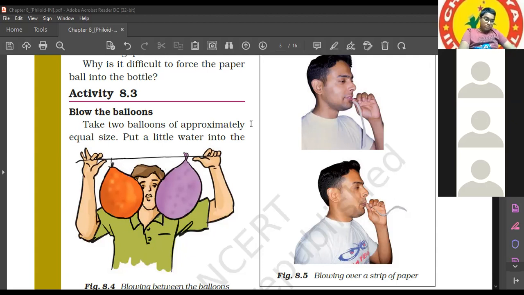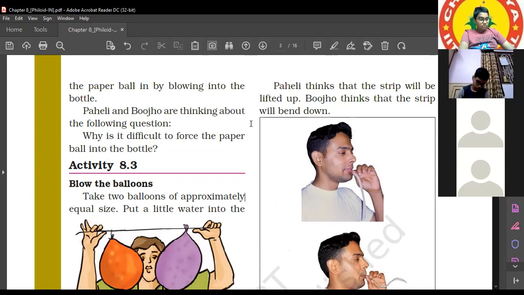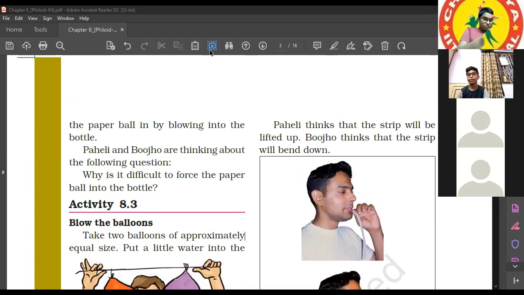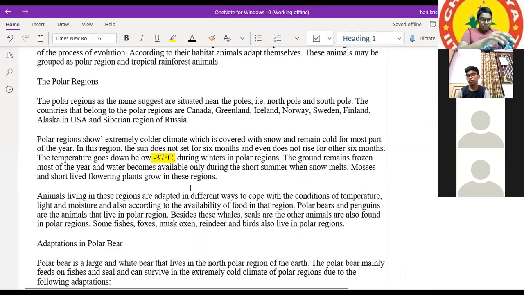Okay. So these are the three activities which explain that high speed winds are accompanied by low air pressure. Clear that one? Yes, sir. Okay, we'll come back to the topic.